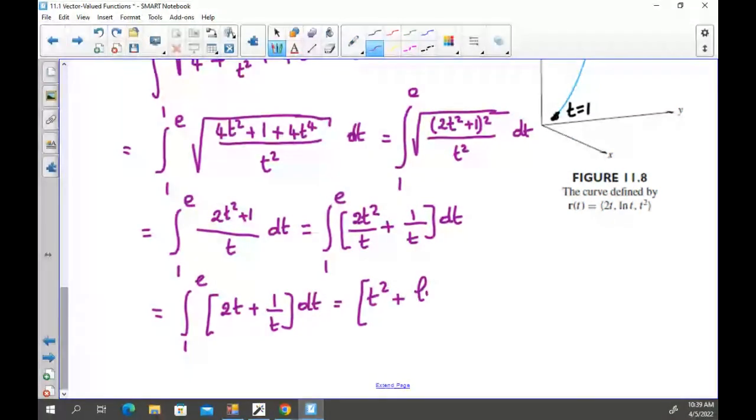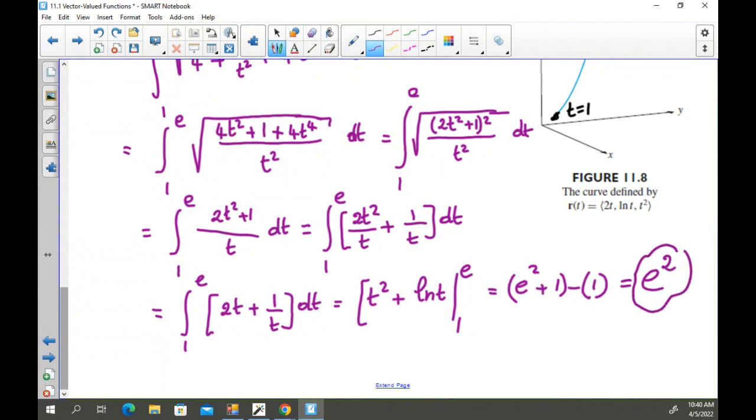Lengthy, yes, lengthy, girls, please remember. The integral of 1 over t is ln t. Okay. After that, we substitute, so we will get e squared plus 1 with e, because ln e is 1, yeah? And then minus 1, because ln 1 is 0, yeah? So basically, the whole thing is equal to e squared.